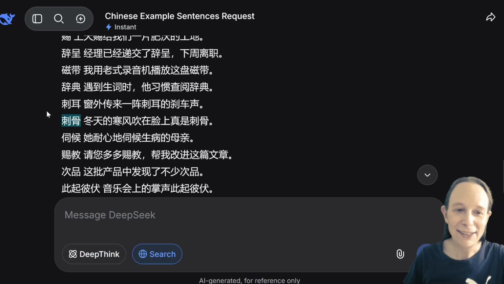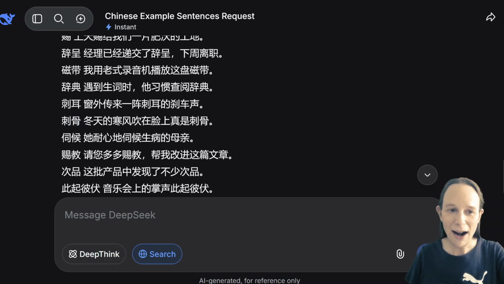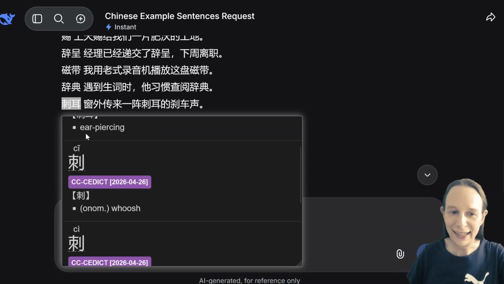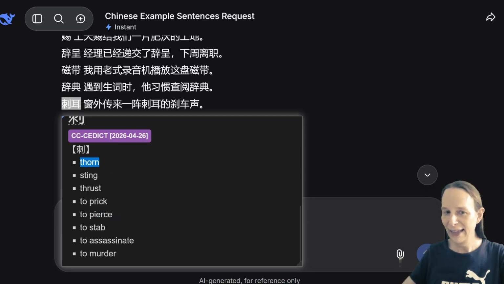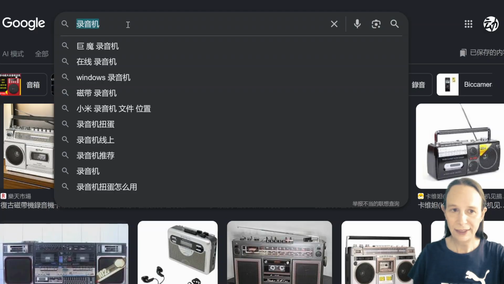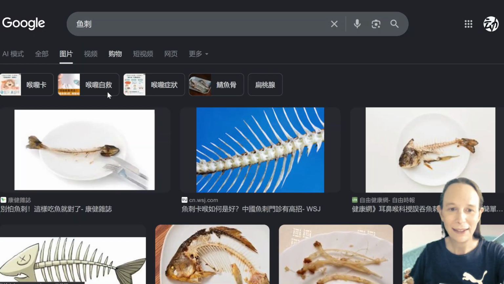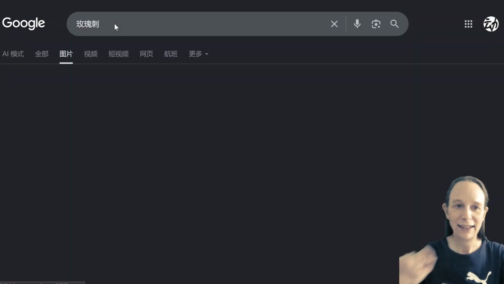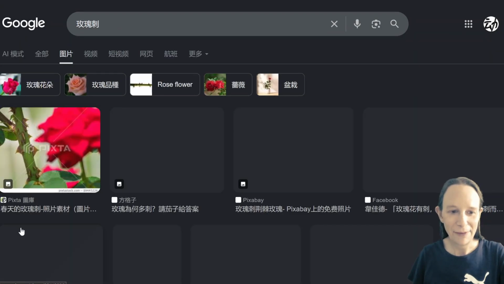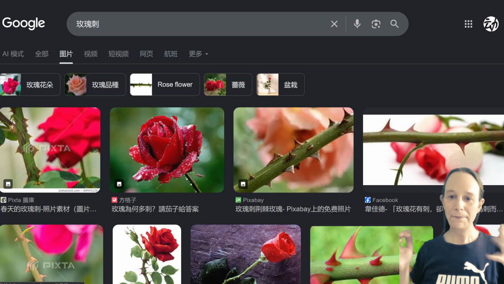All right, 刺骨. So 刺耳 we saw here, right? Ear piercing. 刺 is to pierce, among other words like thorn. So 鱼刺, fish bones or fish thorns. And you have 玫瑰刺, like rose thorns. So thorns on these roses, and so on.